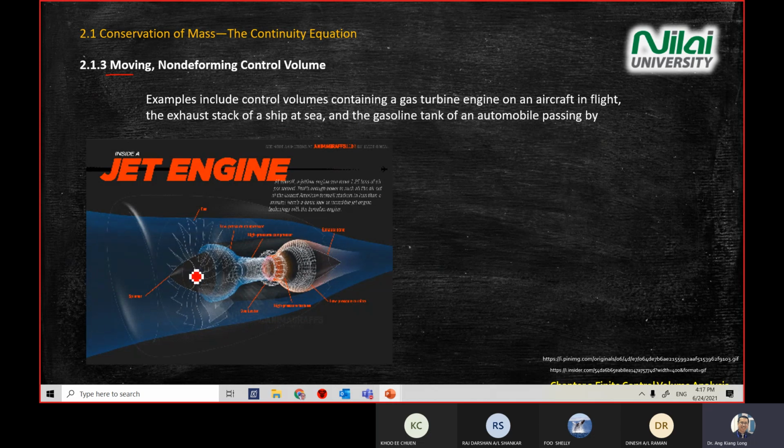From the front. Then after some processes, it will change. So this is one of the examples where your control volume is moving. Okay, so as you can see, this is your control volume.